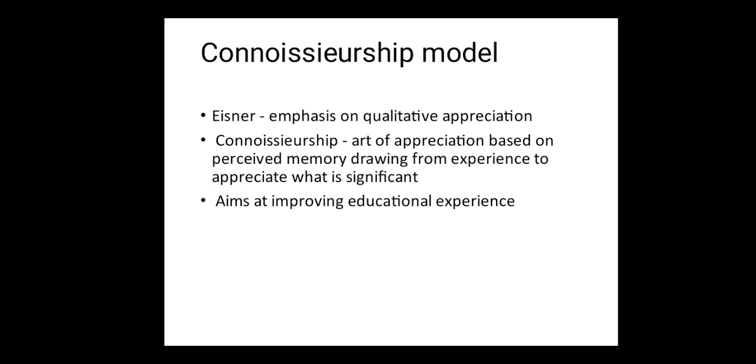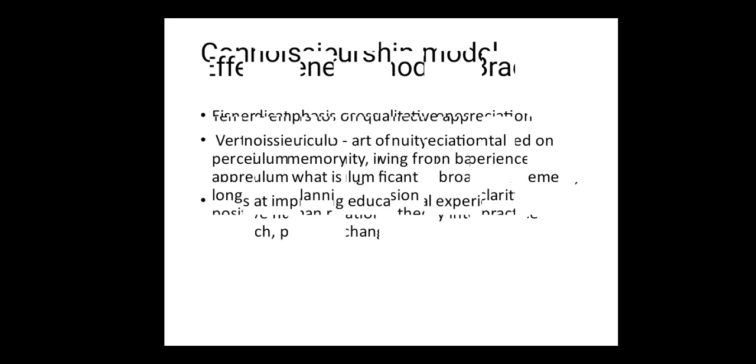So Eisner always stressed enabling or empowering learners to reach that level of appreciation, and the connoisseurship model is the model he proposed for his curriculum. Similarly, he used this same term for the assessment of curriculum also, and he stresses only enhancing the experience. Educational experience shall be so significant or so powerful that it develops a level of appreciation in learners.